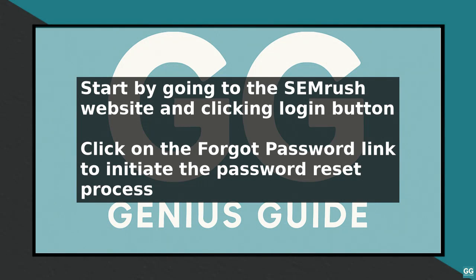To reset your Semrush password, start by going to the Semrush website and clicking on the Login button. On the login page, you will see a link that says Forgot Password. Click on this link to initiate the password reset process. Next, you will be asked to enter the email address associated with your Semrush account.